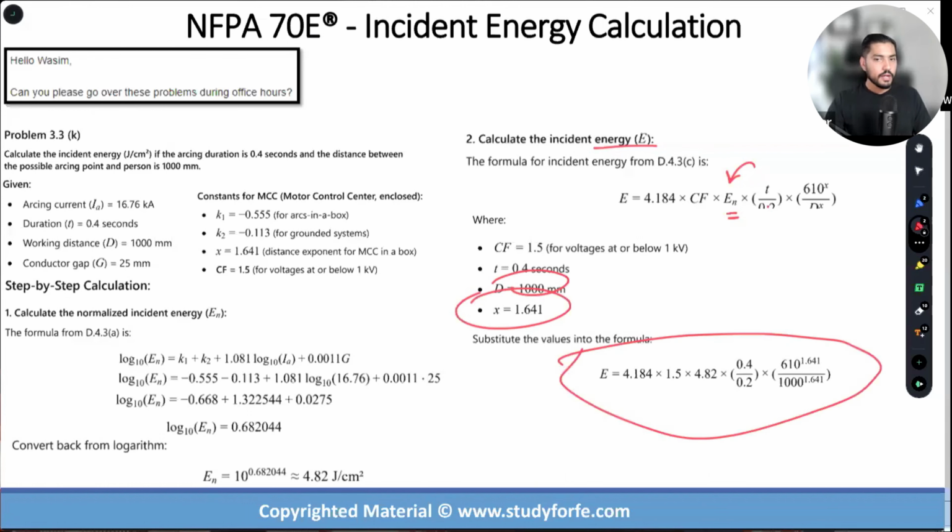Okay, guys? Now, these equations are a little bit messy. When you're punching them in the calculator, this is another area where people make mistakes. So what you can do is break it into smaller pieces. You can create some factors within. So multiply 4.184 with CF, which is 1.5, and E subscript n you have calculated. Put it under one bracket and use it as a constant. Divide t by 0.2, you'll get something else.